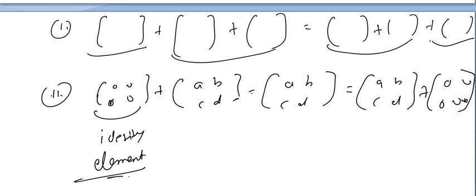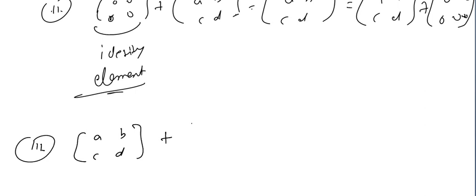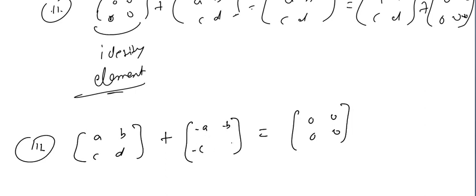And for existence of inverse, there should be a matrix which makes it a null matrix on addition. So just think: on addition, for A, B, C, D, which matrix should we add so that the result is the null matrix, that is, the identity? For A, to make it null, it must be minus A; for B, minus B; for C, minus C; and for D, minus D. If you add them, this makes a null matrix. That is, this is the inverse of this matrix, which is suppose M.